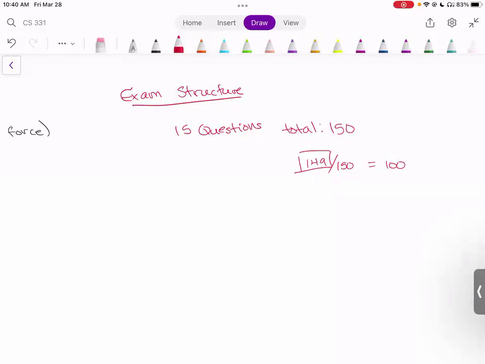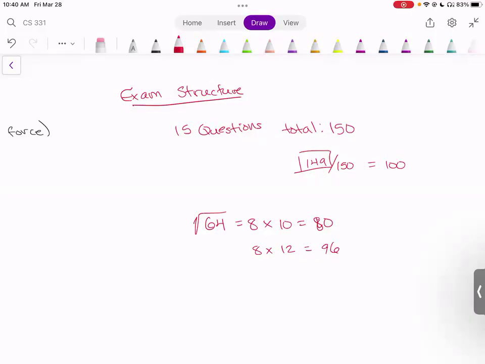Now his curve, depending on how the class does, is square root your score. So say you got a 64, square root that and then multiply depending on how the class does. You're either going to multiply by 10, which is an 80, or you're going to multiply by 12, which is a 96. If the class does bad, it's going to be 80.